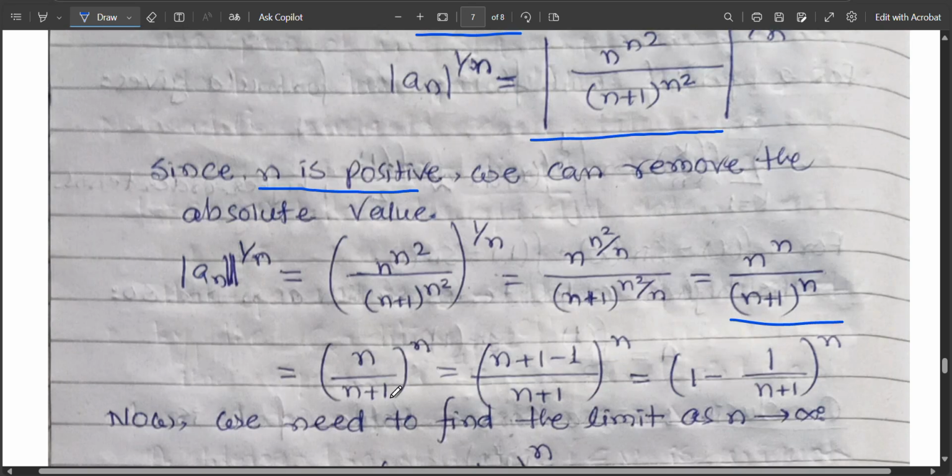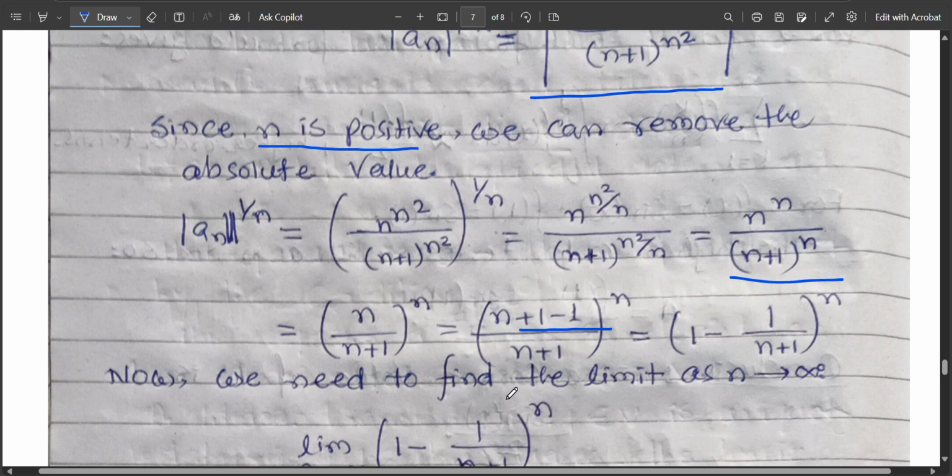n by (n plus 1), to the power n, is equal to what? We can add 1 and subtract 1 in place here, writing n plus 1 minus 1. After calculation you will get the same thing. Just put n plus 1 with this n plus 1, so it will come 1 minus 1 by (n plus 1), and whole to the power n.